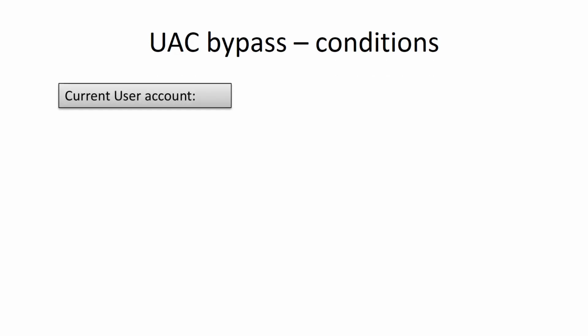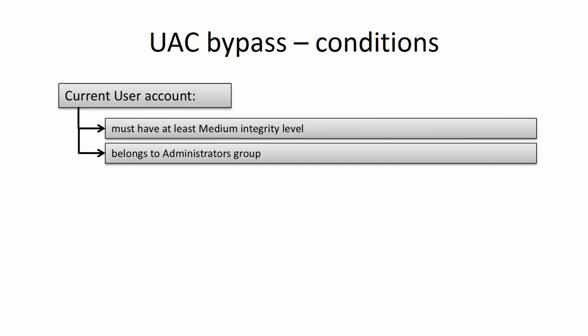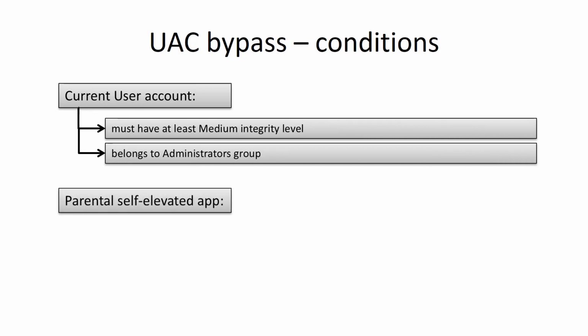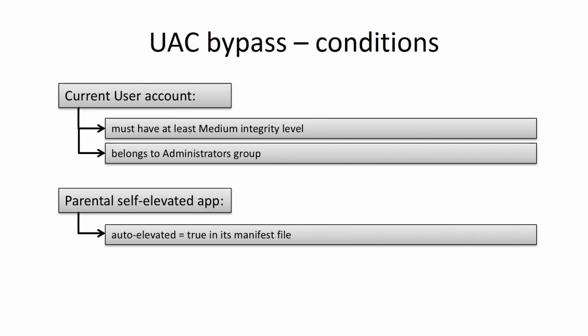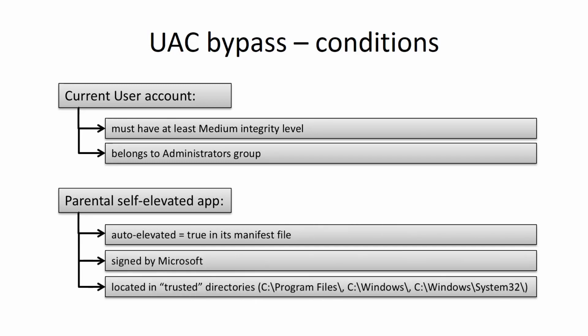It looks good, but it works only under certain conditions. The user account must have a medium integrity level and must be in the administrators group. The parent application must be able to automatically elevate its own privileges. The attribute autoElevate must have the value of true in the manifest file. Also, the given application must be signed by Microsoft and be in a trusted directory.